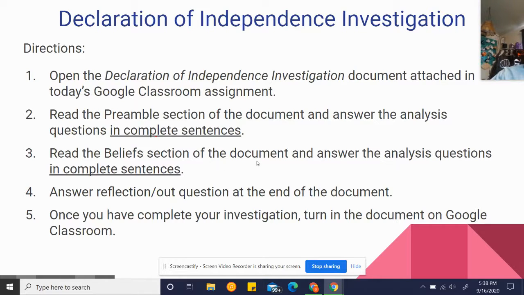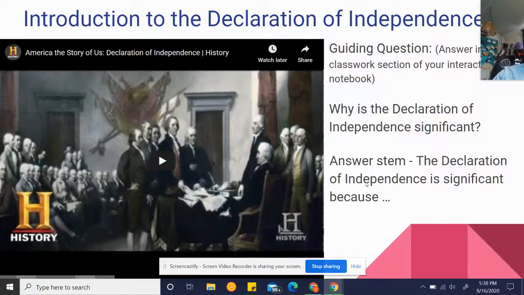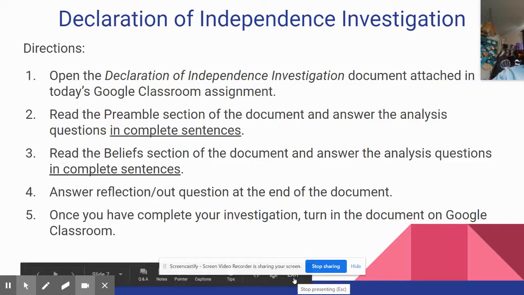It's only two sections of analysis. Then answer the reflection/exit question at the end of the document. Once you've completed your investigation, turn in the document on Google Classroom, and you're done for the day. Let's go ahead and take a look at that document.